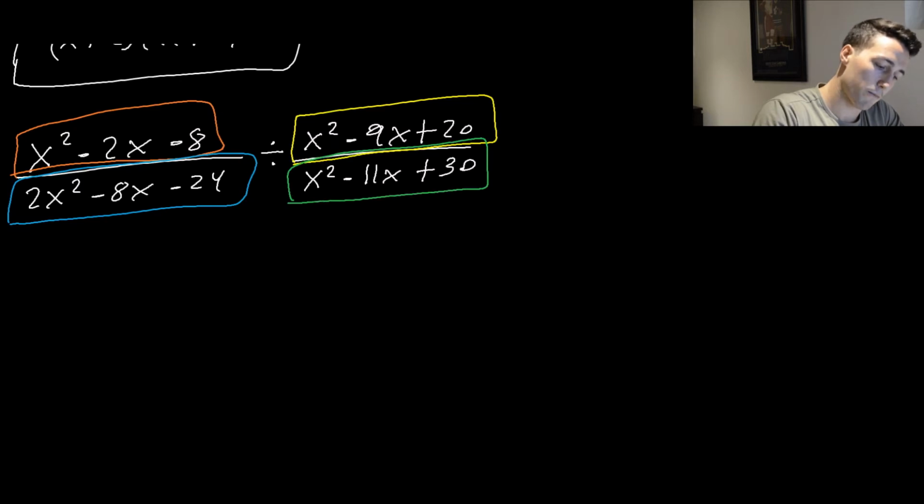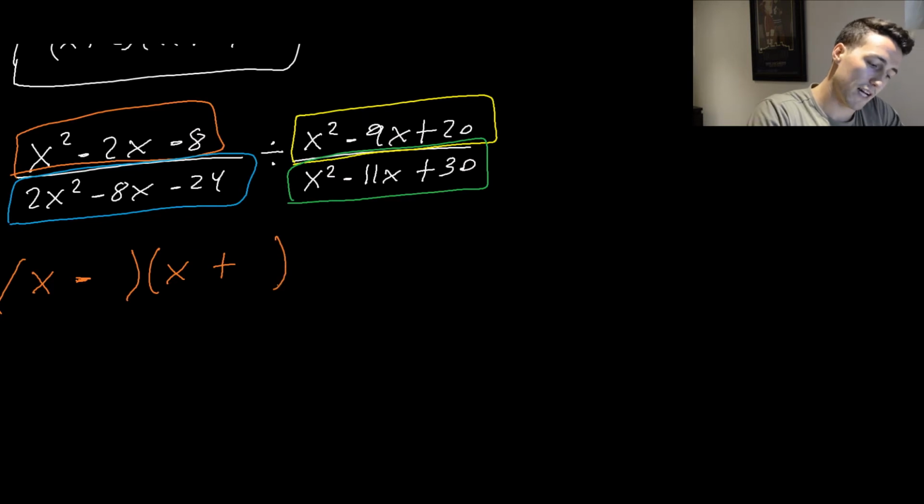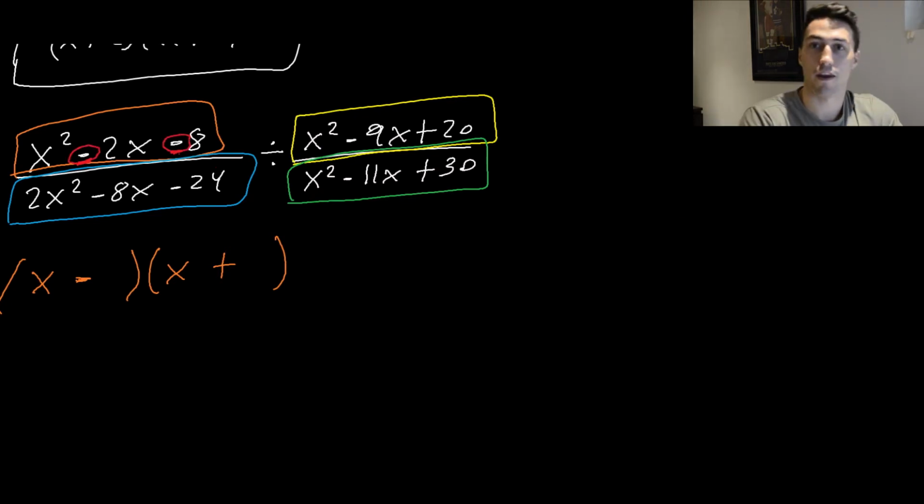So for the orange term, we have a trinomial, so we have x minus, and then x plus. And the reason I did that was because this value right here is a negative, and this is also a negative. So if the 8 was positive, it would be a negative number times a negative number, which would give us a positive number. But because there's this first negative here and the second negative, I know that one of the numbers is positive and one of the numbers is going to be negative.